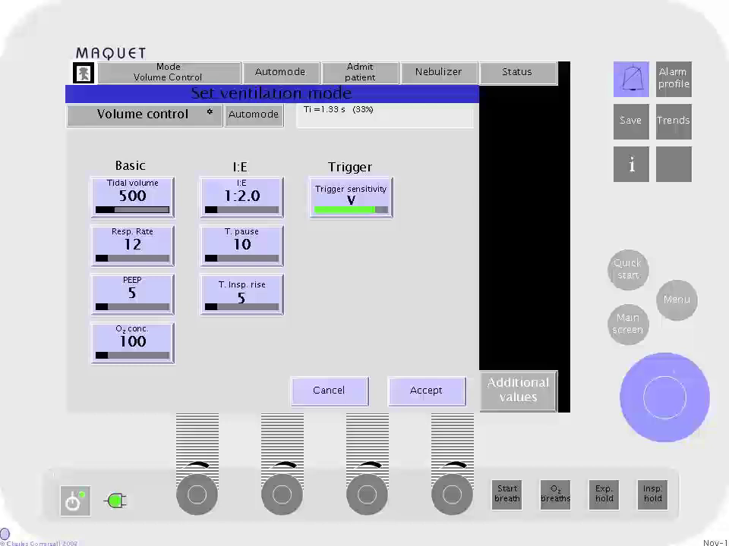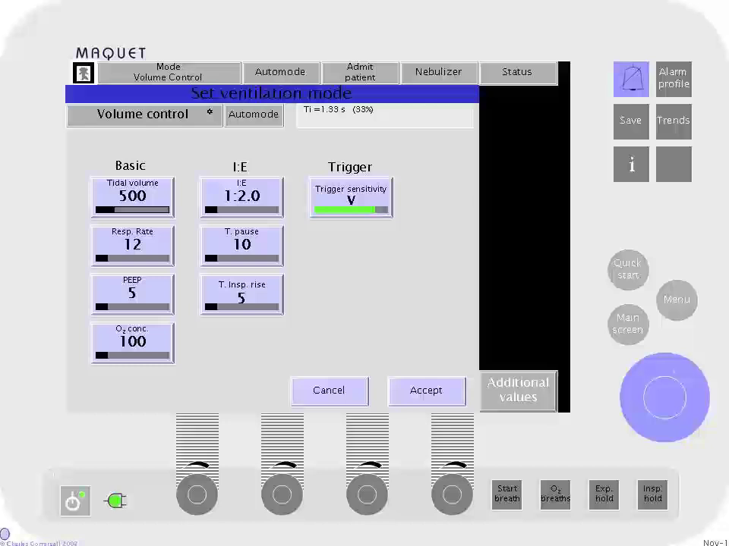As you will have read, we usually set the tidal volume between 6 and 8 mL per kilo predicted body weight. In this case, we have set a tidal volume of 500 mL, which is approximately 7 mL per kilo. We don't think the patient is likely to have a very high metabolic rate, so we can set a normal respiratory rate. Nor do we think he's likely to have major issues with oxygenation, so we can set a relatively low PEEP of 5, IE ratio of 1 to 2, and an inspiratory pause time of 10%.